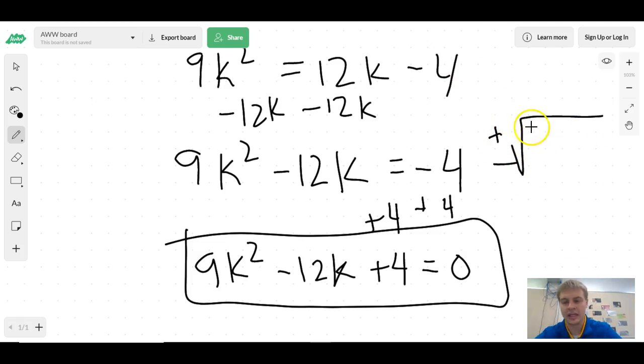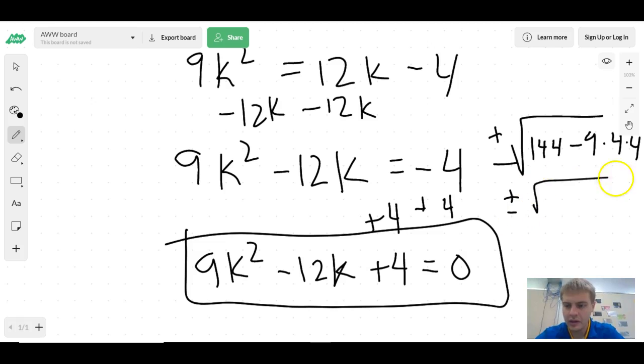So we're just going to plug in that portion, which is b squared, 12 squared, which is 144, minus 4ac. That would be 9 times 4 times 4. Well, 9 times 4 times 4 is 144.